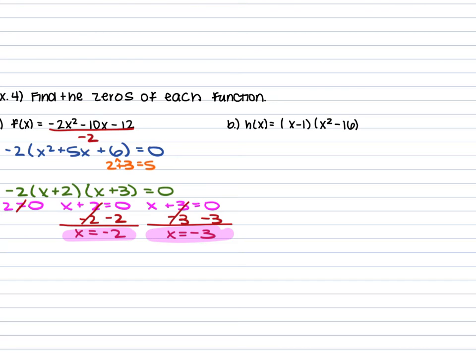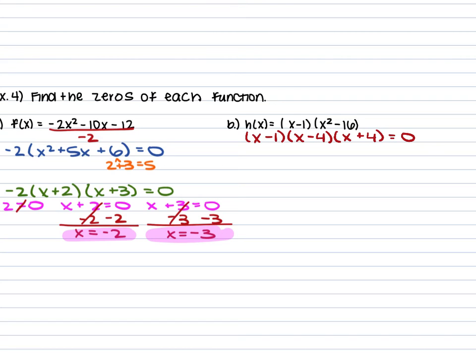For example B, we have h of x is equal to x minus 1 times x squared minus 16. That x squared minus 16 is not completely factored, so we're going to factor it further and set it equal to 0. So we're going to have x minus 1. It's a difference of squares, so it's going to be x minus 4 times x plus 4. And again, we're just going to set it equal to 0.